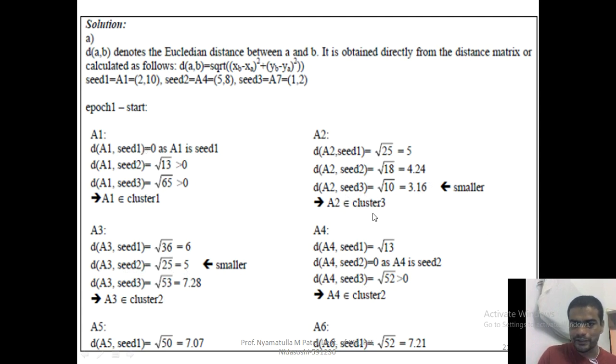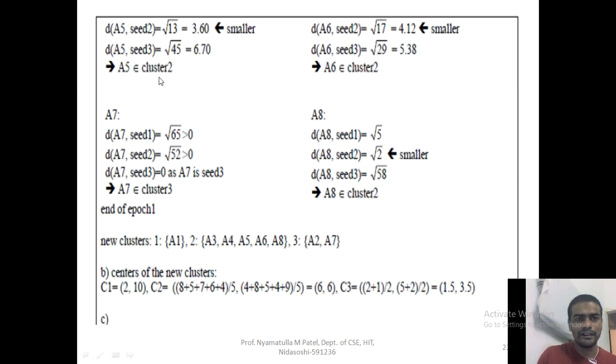So here why it belongs to third cluster? Because smallest value is with respect to seed 3. So here smallest value is with respect to seed 4. That is second cluster. Similarly for A4, root 13, 0, 52. So A4 belongs to second cluster.